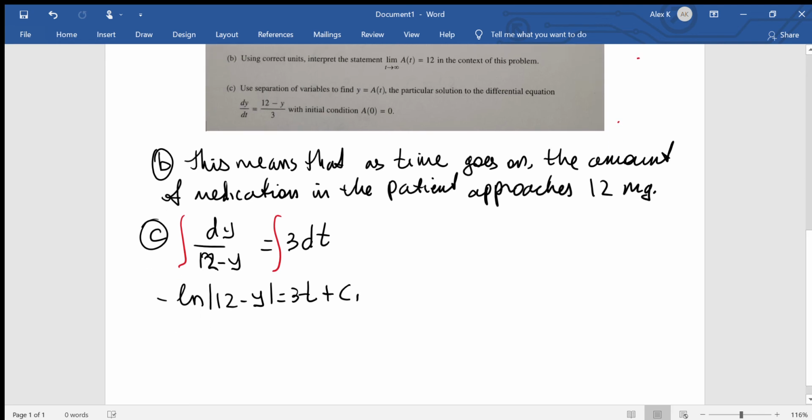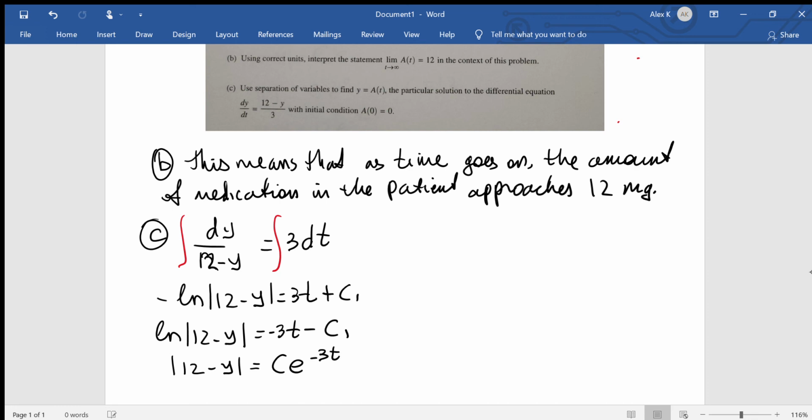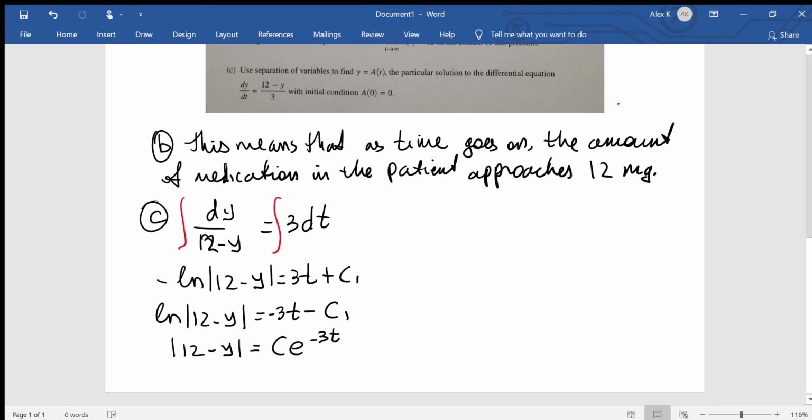Okay, so ln of the absolute value of 12 minus y equals negative 3t minus c sub 1. So the absolute value of 12 minus y equals c e to the negative 3t. It's the easiest way to solve that because you're going from logarithmic to exponential form. It's a lot easier to do it this way. So we have some other c, not the same c as I used earlier.